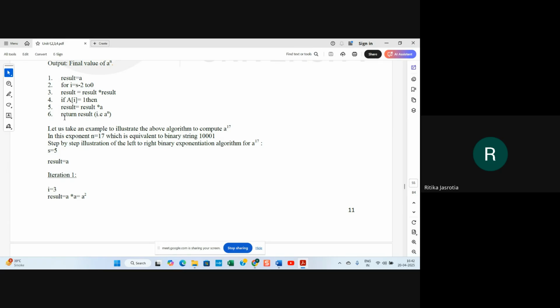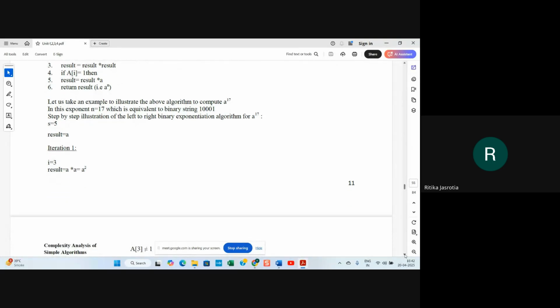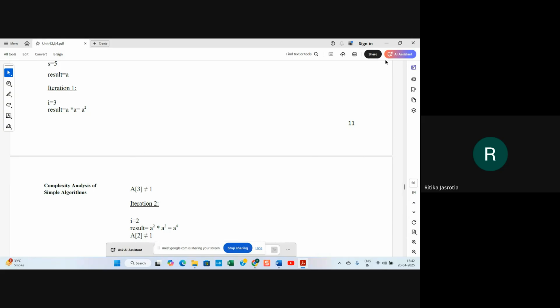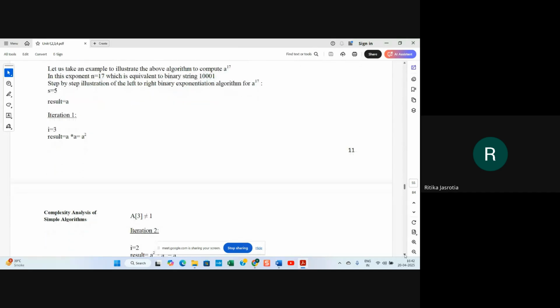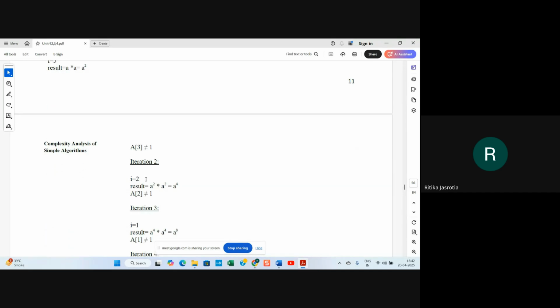right? Starting from I is 3, result is equal to A into A. So result is equal to A into A you are doing, so it will be A into A, that is A square. Then your iteration is decrementing now. Is it incrementing or decrementing? You have to go to 0, they are saying. So that means it is decrementing. So next iteration you go to 2 after 3.